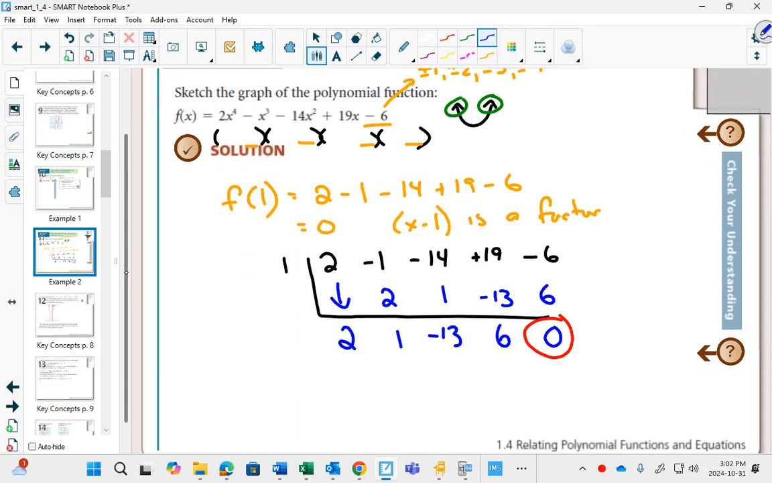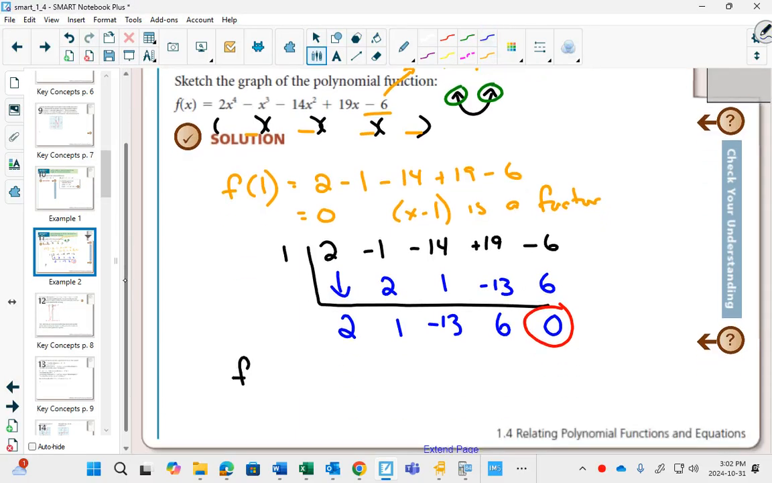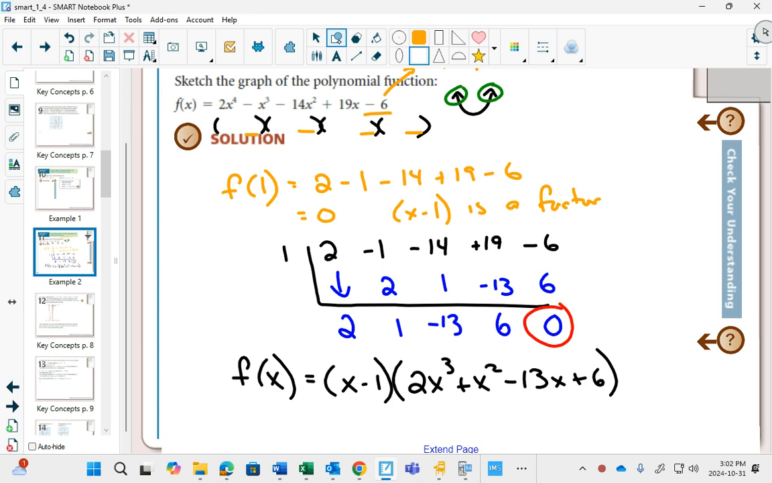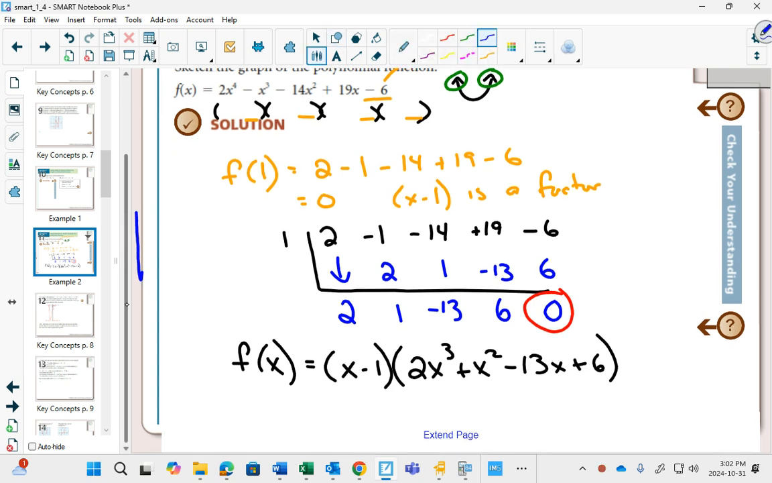And we can now write the division statement. Careful with your division statement that you make sure you write an equal sign. F of x was our function. X minus 1 was our divisor. Our quotient is going to be 2x cubed plus x squared minus 13x plus 6. And we still have an x cubed. Okay?